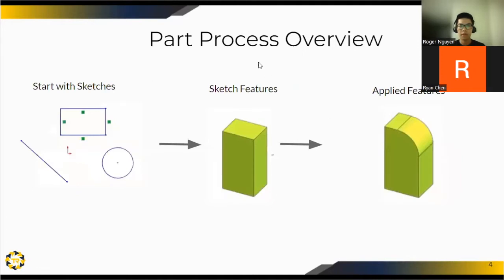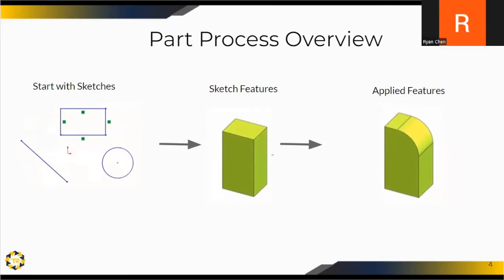So, the part process. In SolidWorks, when you're building parts, the most common thing that you'll end up doing is starting with sketches. And that's what we'll go over in this tutorial. You might start off with a rectangle or a circle, and using these sketches, you're able to use something called sketch features and applied features. We'll go over those in tomorrow's workshop.